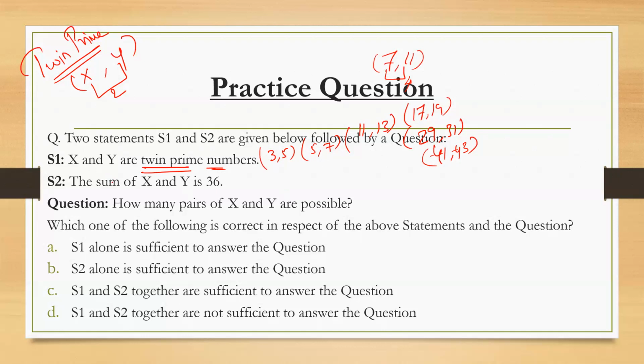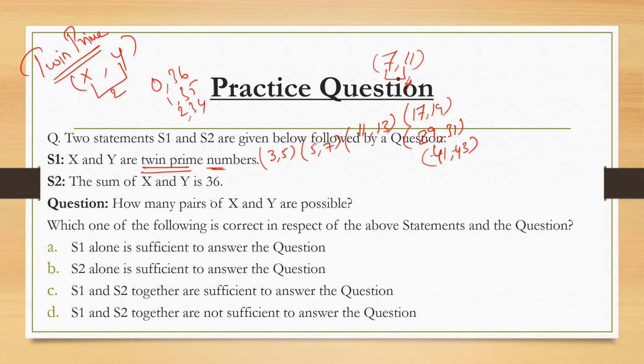Now the second statement says the sum of X and Y is 36. So again, there could be multiple. If we take statement 2 alone, there could be multiple pairs of X and Y, that is, it could be 0 and 36, 1 and 35, 2 and 34. Like this, there are multiple pairs that are possible. So again, this does not answer my question.